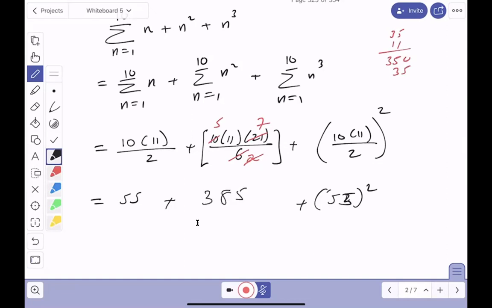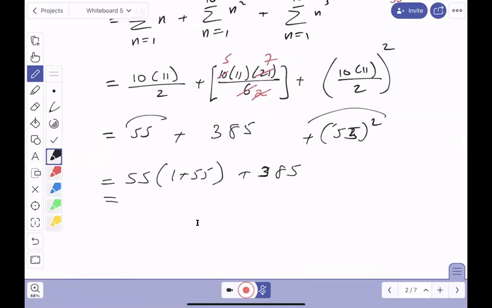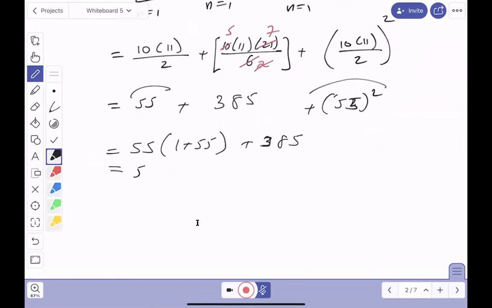All right, let me keep going to the arithmetic for you. And I'll put this down next for you. Let's see, 55 and 385. Oh, you know what I'm going to do instead? I'll do this instead. 55. I'm looking at this term and this term, 1 plus 55 plus 385. Again, the way we do arithmetic really doesn't much matter. What does matter is we can do arithmetic. You get 55 times 56 plus 385.